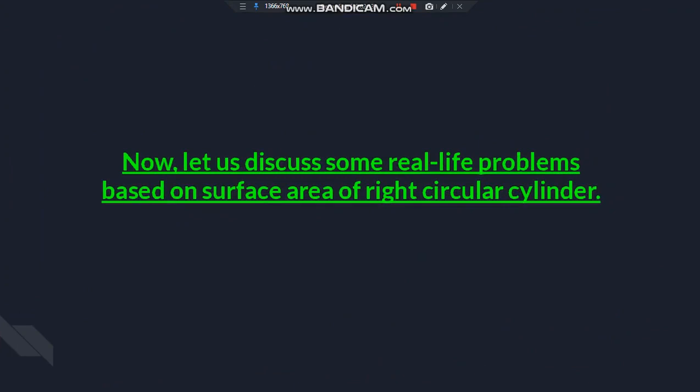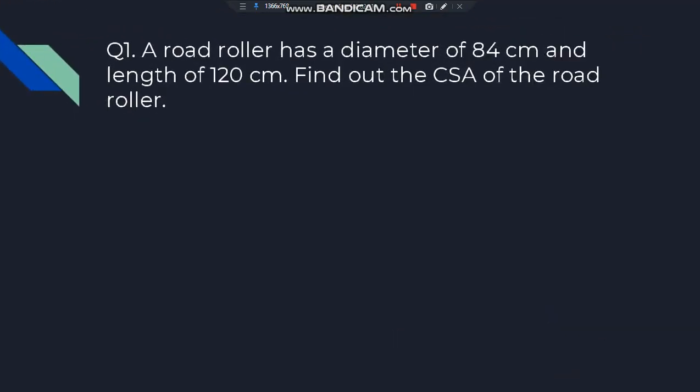Now let us discuss some real life problems based on this topic so that we can understand this topic more clearly. Here is the first question. A road roller has a diameter of 84 cm and a length of 120 cm. Find out the curved surface area of the road roller.